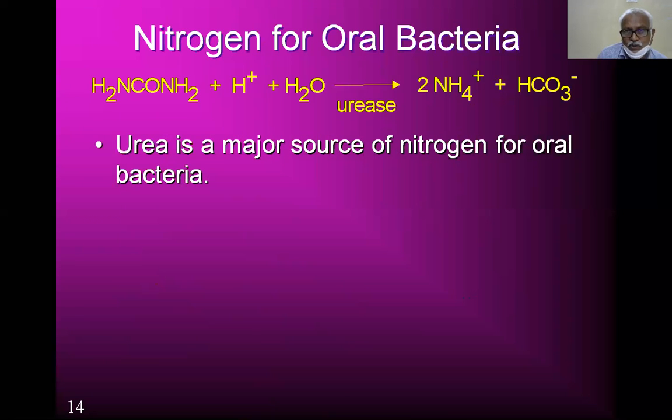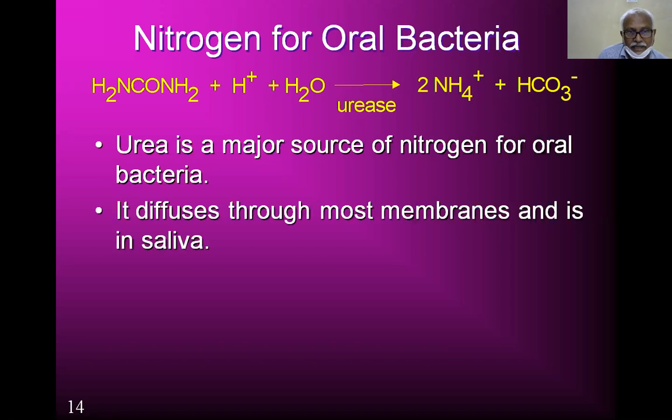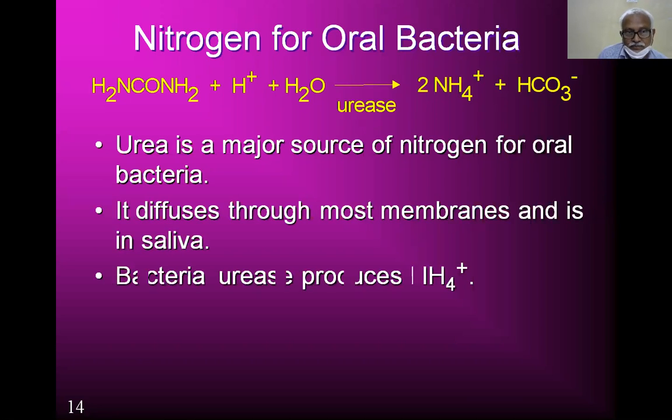Urea is a major source of nitrogen for oral bacteria. This is out of the way for you, but anyhow, if you know this, you'll be happy to talk with your dental colleagues. Most of your classmates may be in dentistry, and dental pathology is the major subject. Urea is a major source of nitrogen for oral bacteria. It diffuses through most membranes, and it is in saliva.